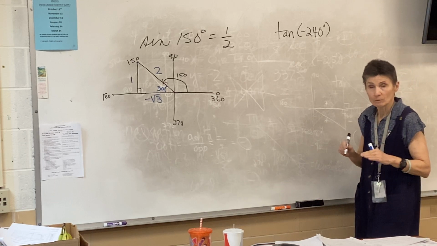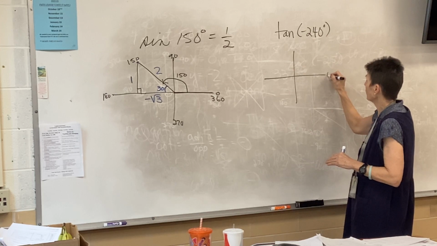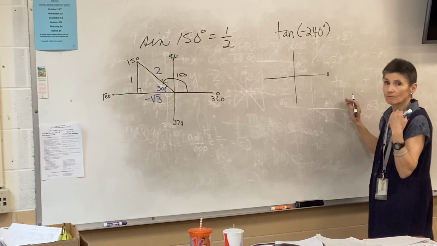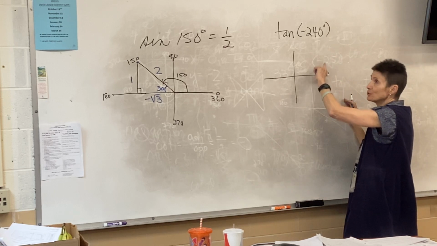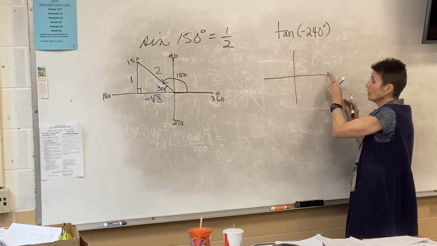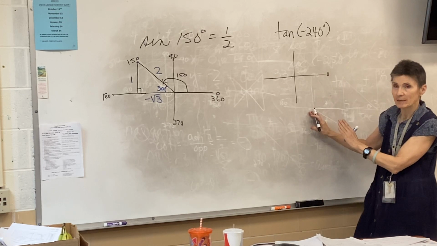All right, here we go. First thing I have to do is draw that angle, figure out where it is. Now, be careful, it's a negative. So negative means don't go this way, go this way. So I'm gonna go ahead and put on some negative labels.